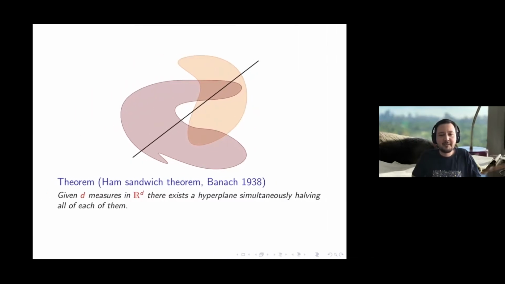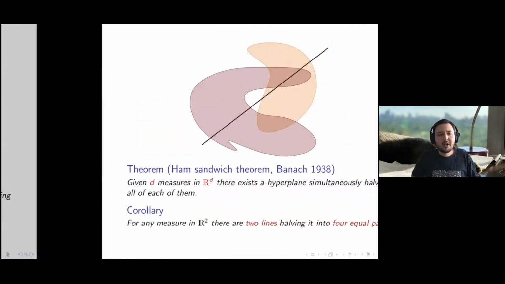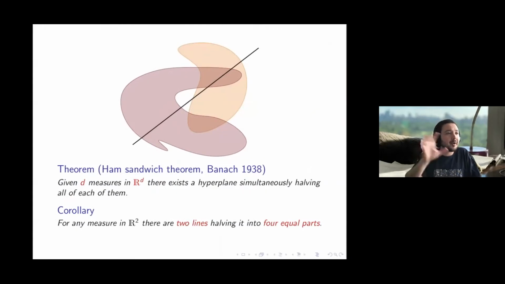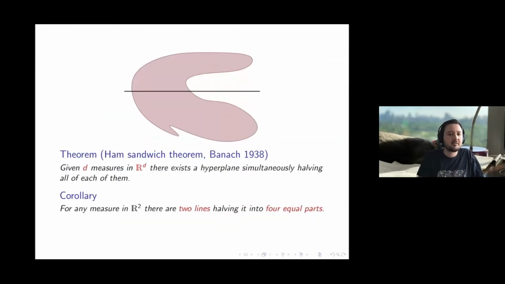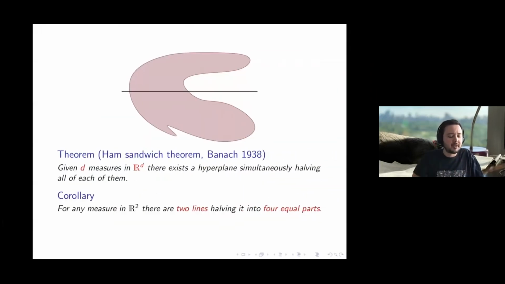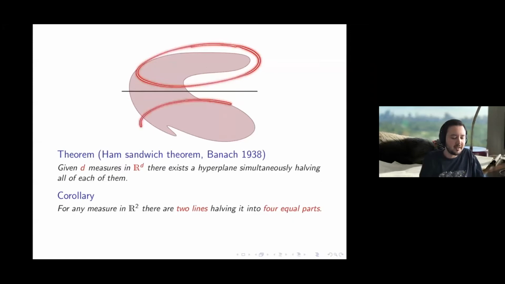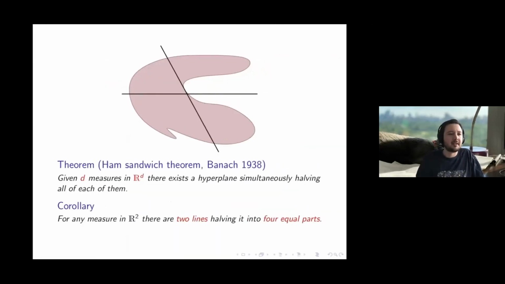So one corollary of this is that if we go back to the plane, if I give you just one measure, instead of 2 measures, there are 2 lines that split the measure into 4 pieces of the same size. And the proof is quite simple. You just divide using a horizontal line by half. And then I'm going to claim that this is the ham and this is the cheese. And then I apply the ham sandwich theorem. And there's a line halving the top and the bottom, which gives 4 pieces of equal size.